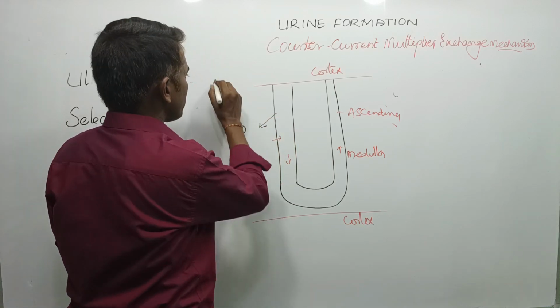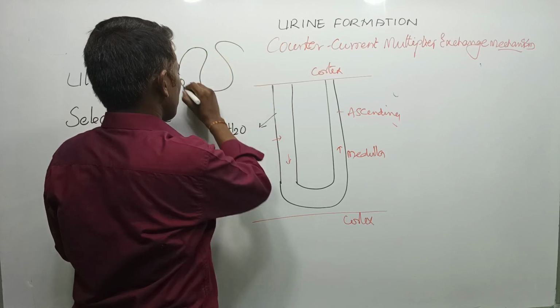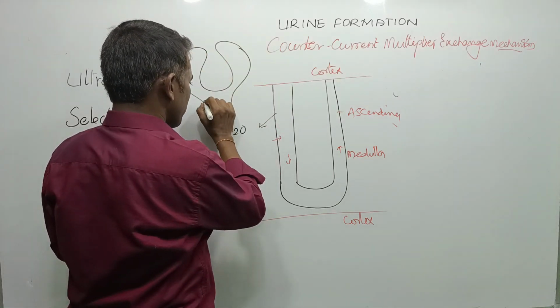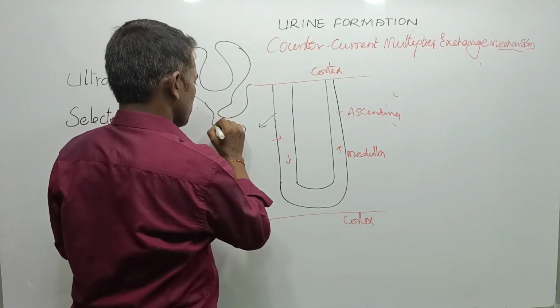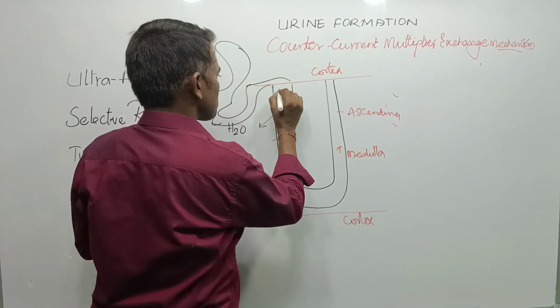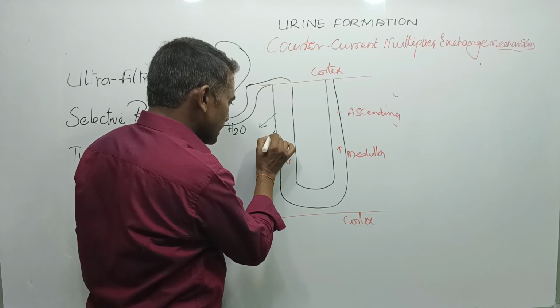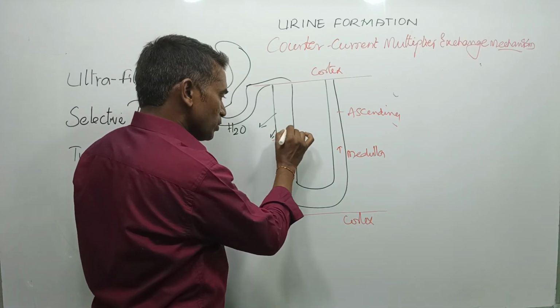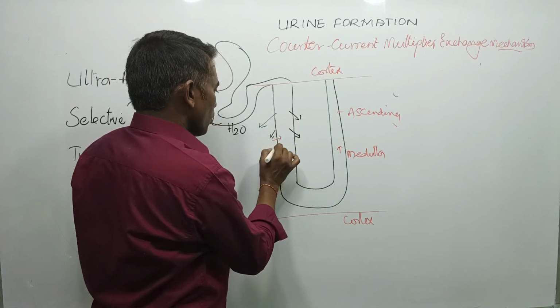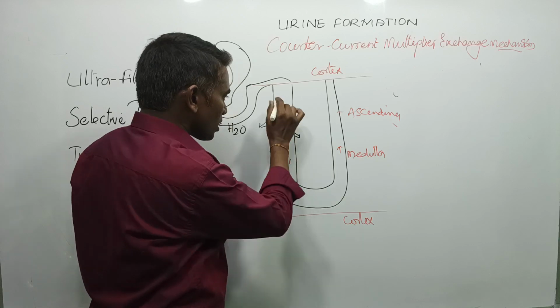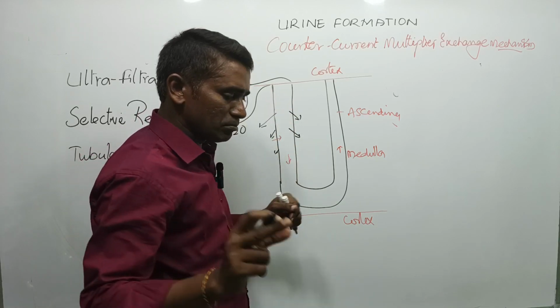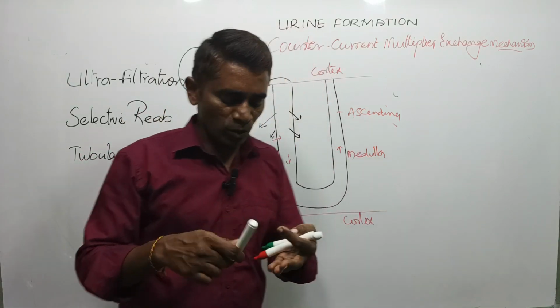When this primary filtrate, right, primary filtrate means that which is formed at Bowman's capsule, right? This is formed at the renal capsule itself. Let's just suppose, imagine for a while. So as the descending limb is permeable to water, therefore water will be reabsorbed all along the descending limb of the loop of Henle. Therefore, what happens?